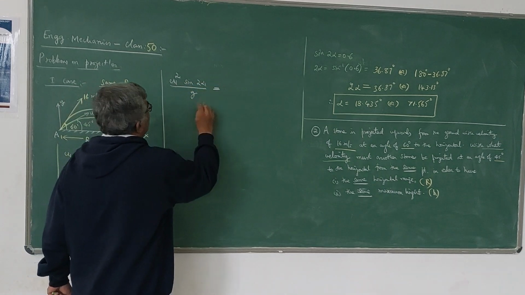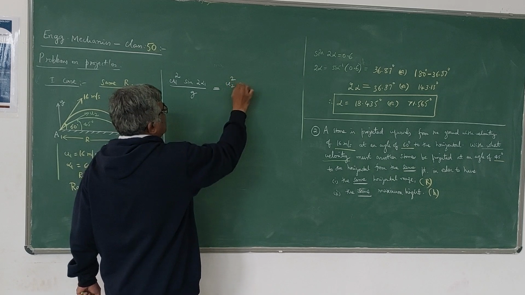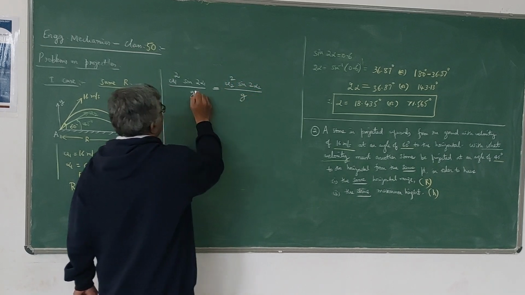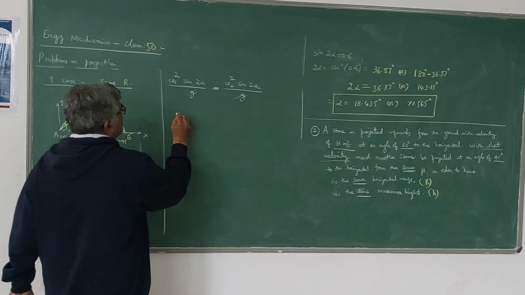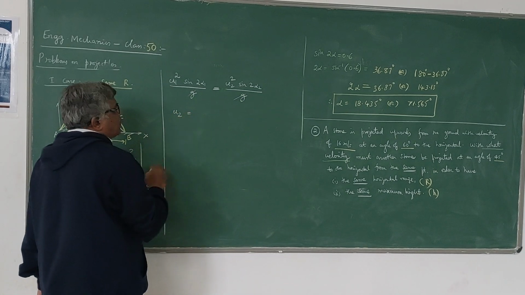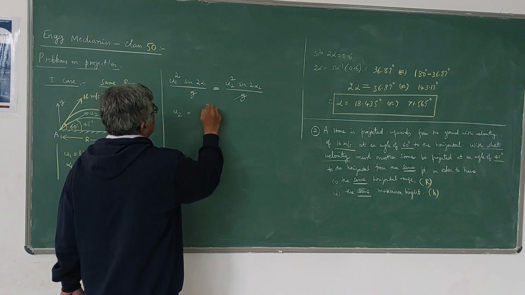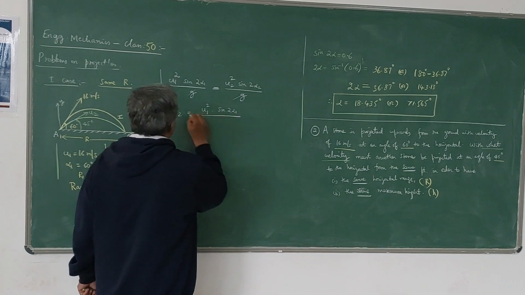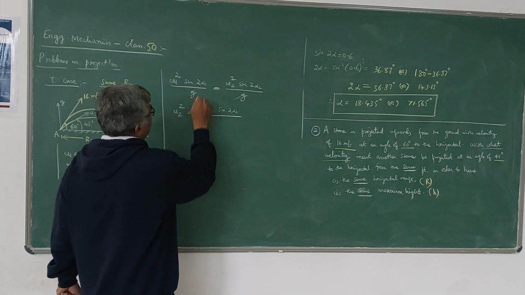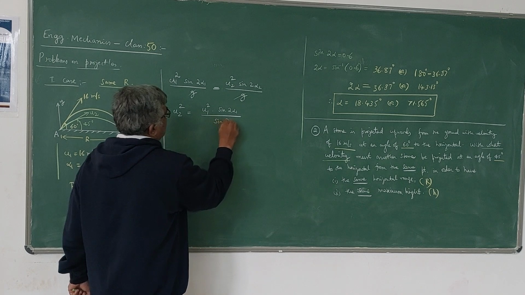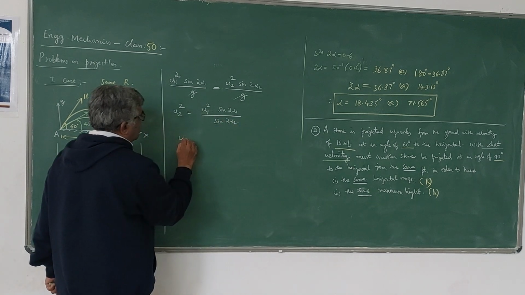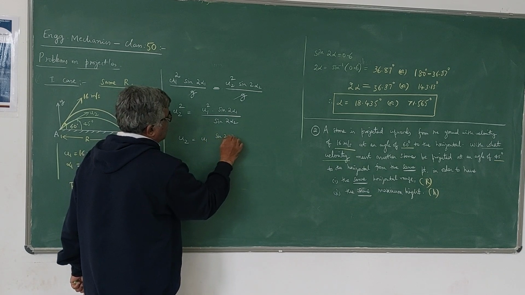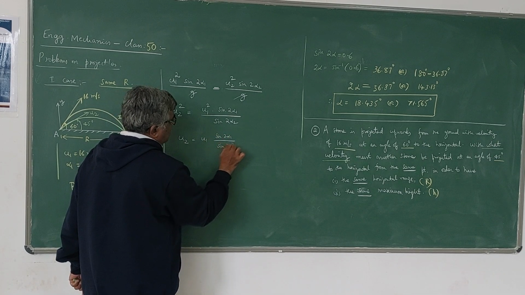It should be equal to R2. R2 is u2 square sin 2 alpha 2 by g. So if you simplify this, g gets cancelled. So u2 is unknown here. You can find out u2 using this: u1 square into sin 2 alpha 1 by u2 square is equal to sin 2 alpha 2. Or if you want u2, it is u1 into square root of sin 2 alpha 1 by sin 2 alpha 2.